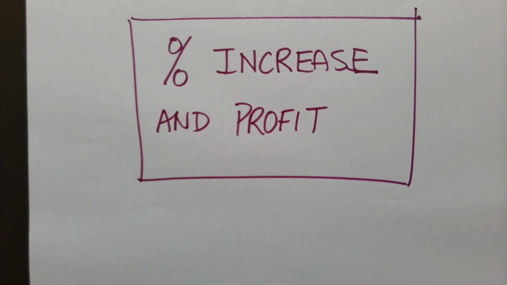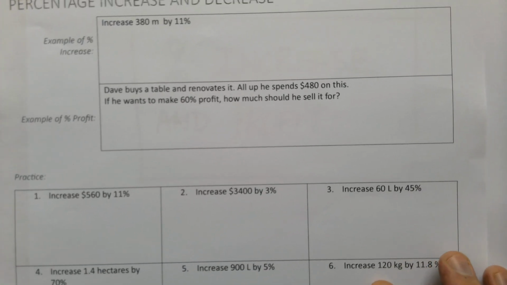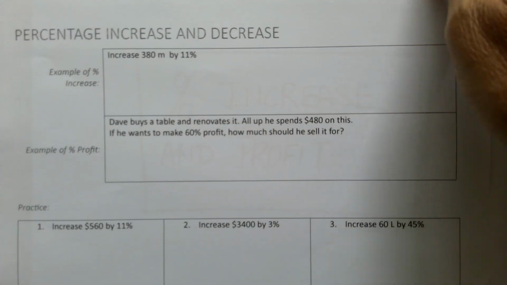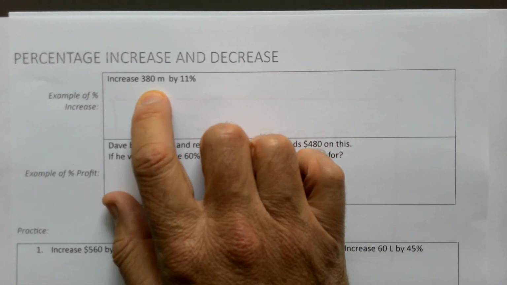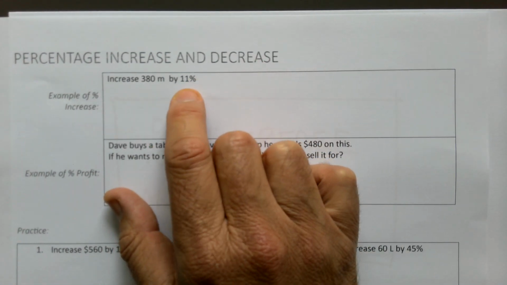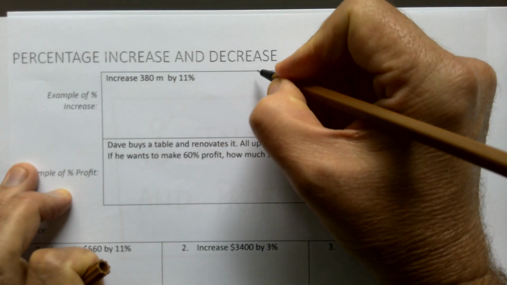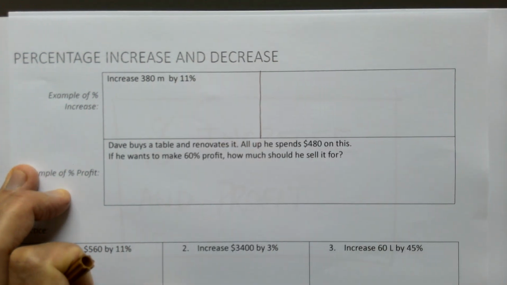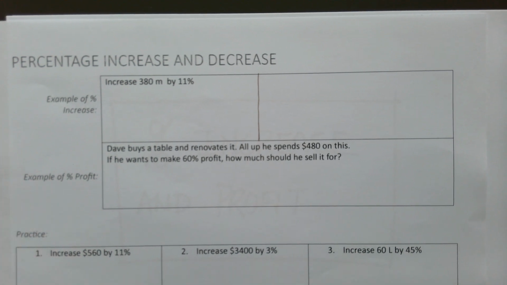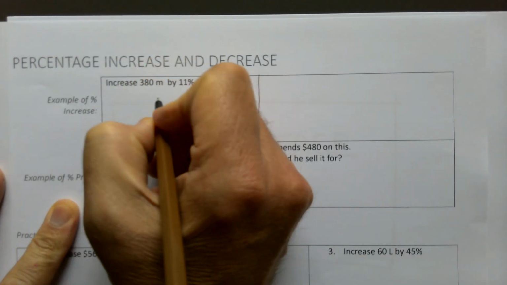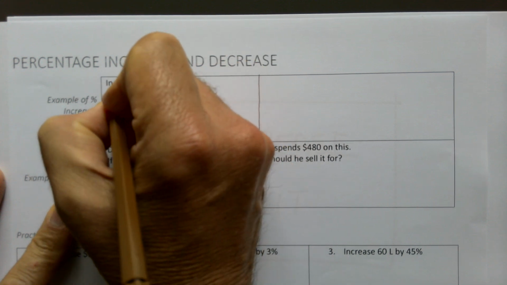All right, so if we go to page 2 of the workbook, you've got this going on here. So, an example of percentage increase. Let's say I've got 380 metres, and I want to increase it by 11%. Now, I'm going to show you 2 different ways of doing this. You do which way really fits with you. We're going to go with that 1% thing. Let's just find what 11% is first.